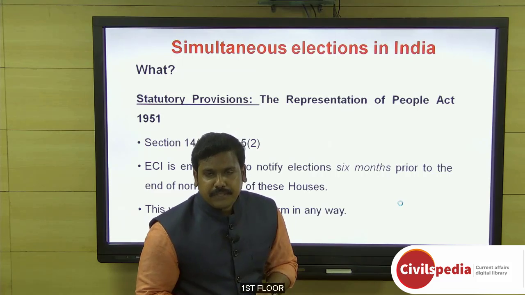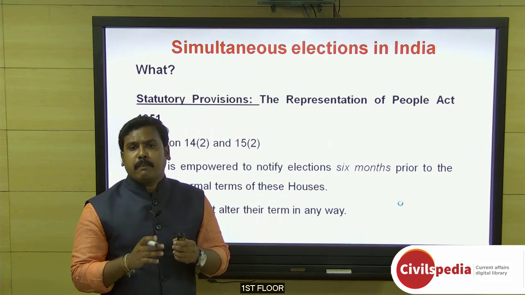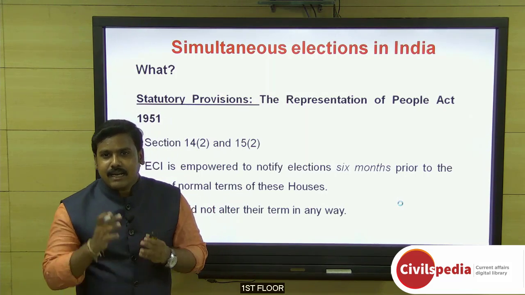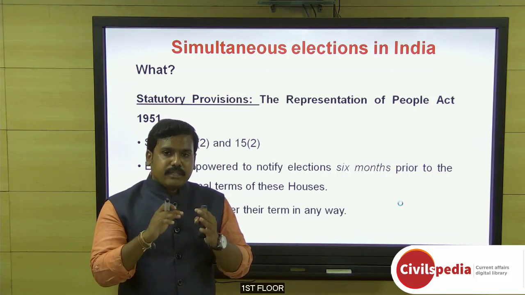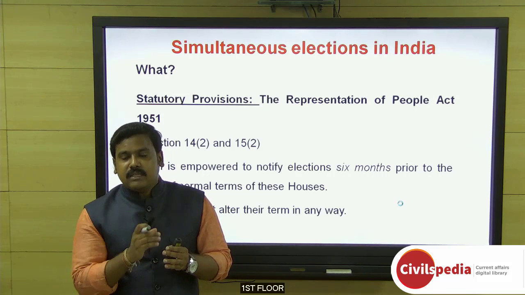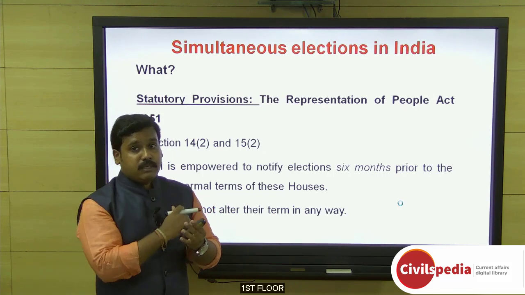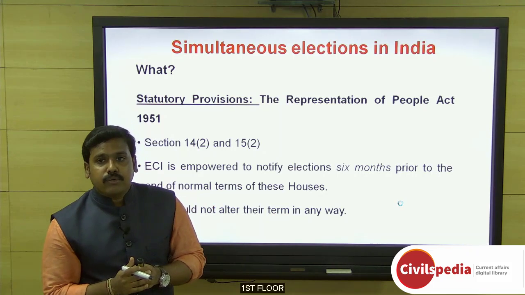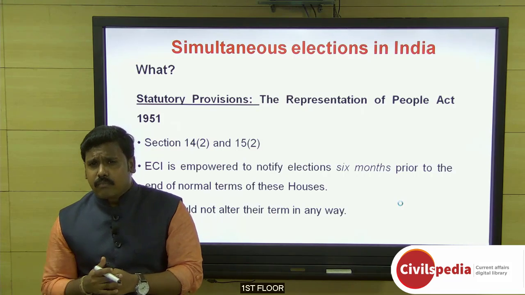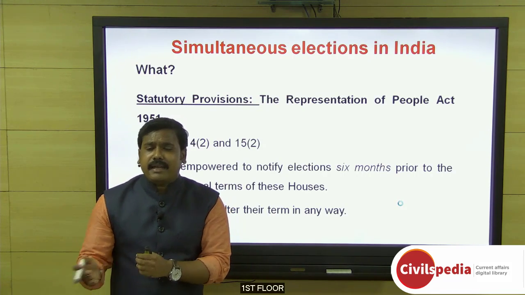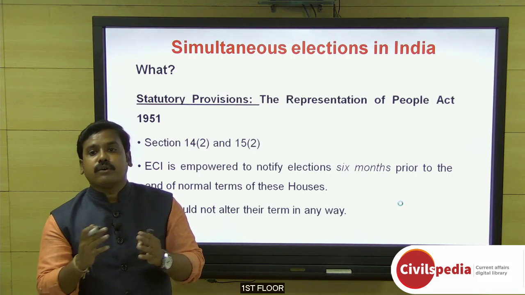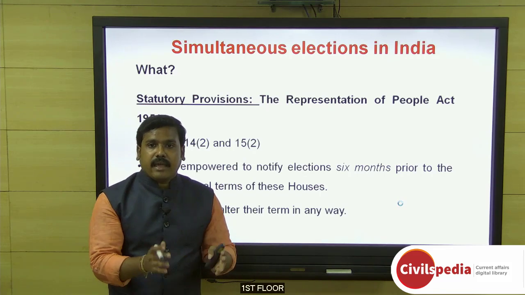Now coming to the statutory provisions. Under the statutory provisions, the Representation of the People Act of 1951 speaks about it, section 14 clause 2 and section 15 clause 2. It says the Election Commission is empowered to conduct elections within 6 months prior to the end of the normal term, not before 6 months. For instance, if the term is going to end this December 2018, they can conduct it only within those 6 months, not right now.